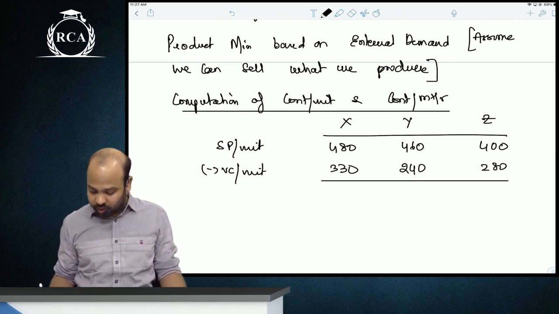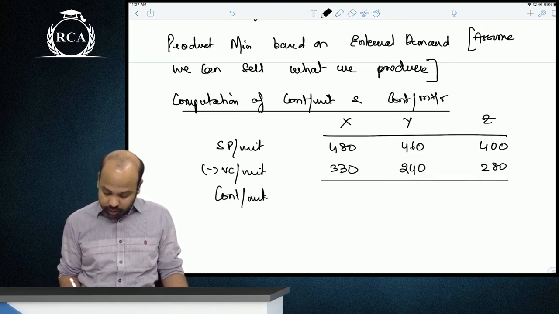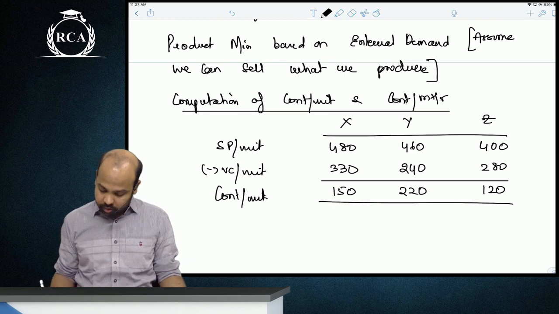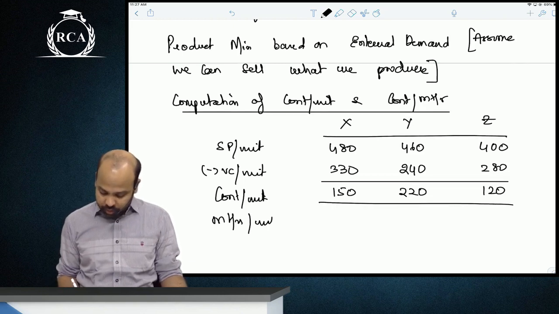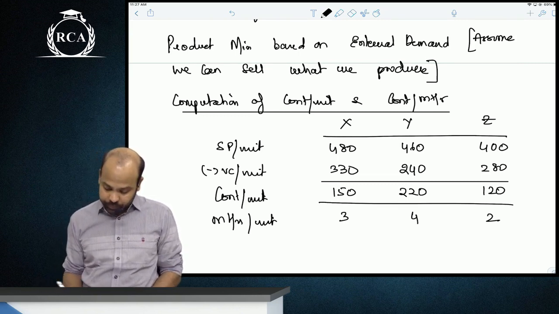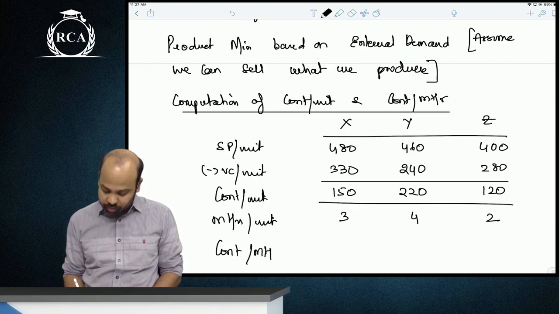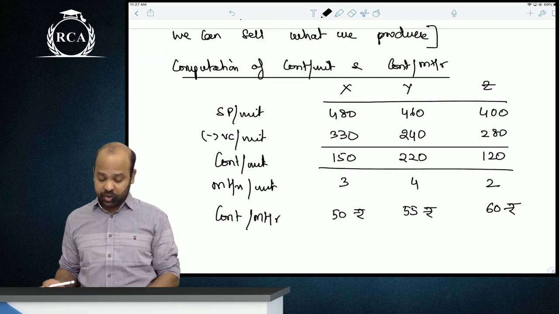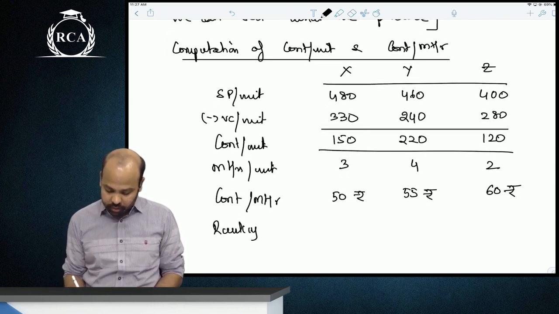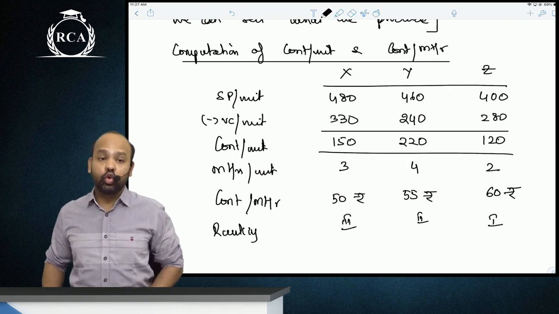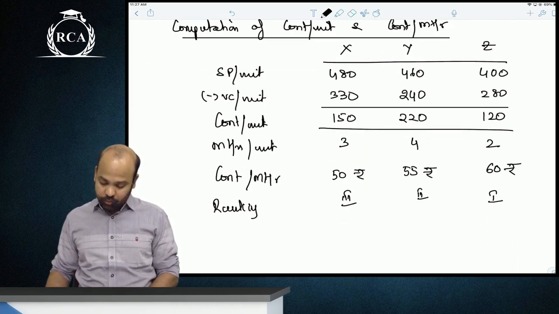So this would give me contribution per unit. My contribution per unit is 150, 220 and 120. The machine hours required per unit are 3, 4 and 2. This would give me contribution per machine hour: 50 rupees, 55 rupees and 60 rupees. And this would give us the ranking. Ranking is 1, 2 and 3. Understood, sir? I hope we're all clear about this, guys.